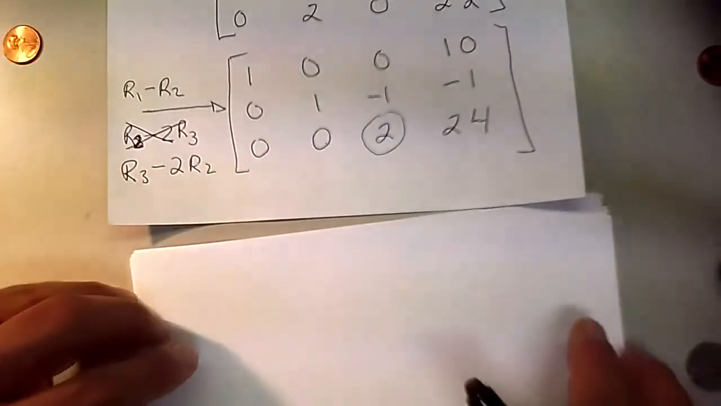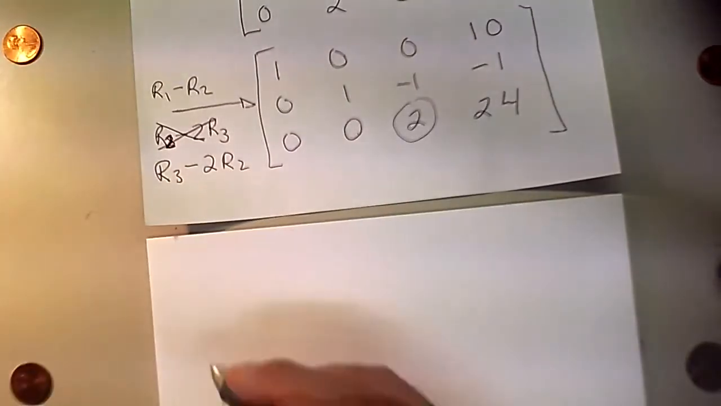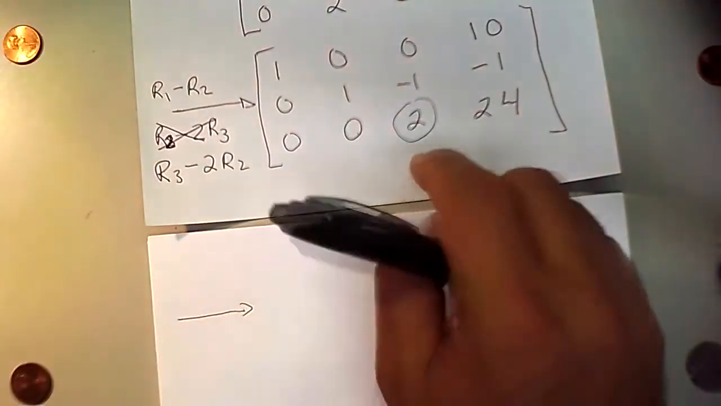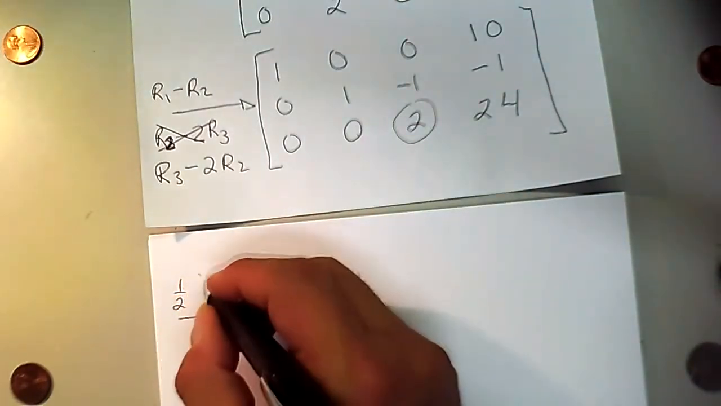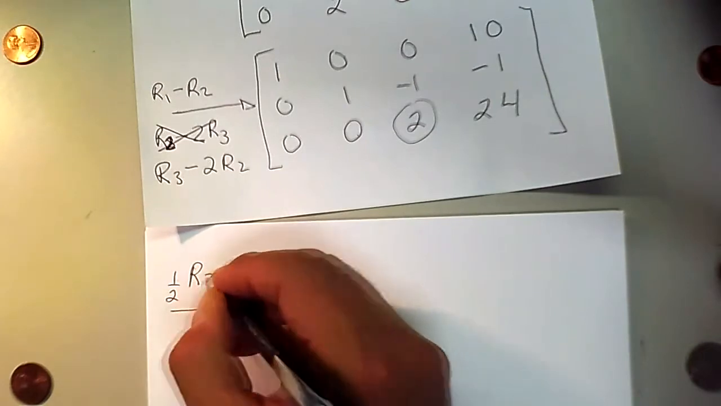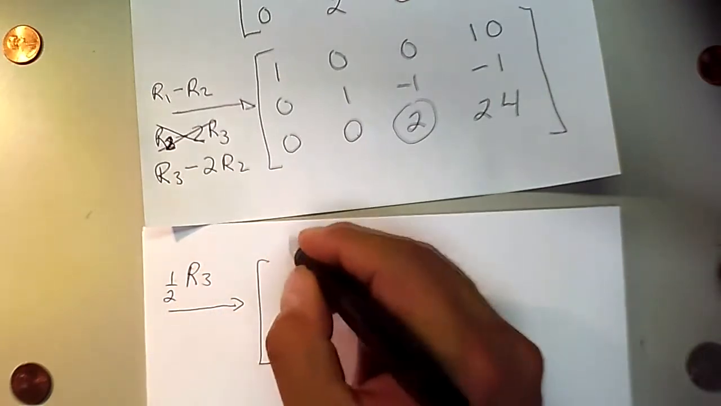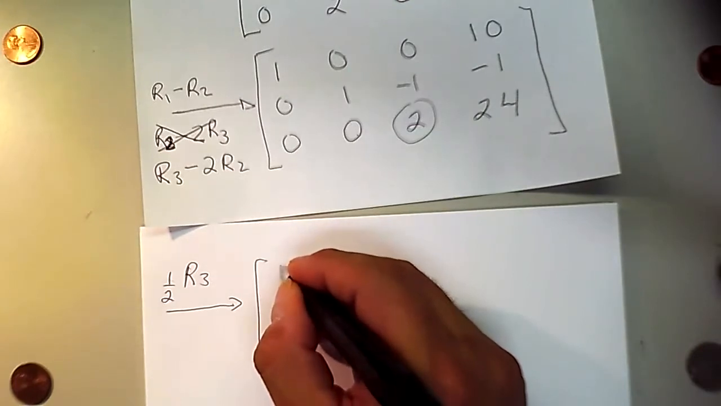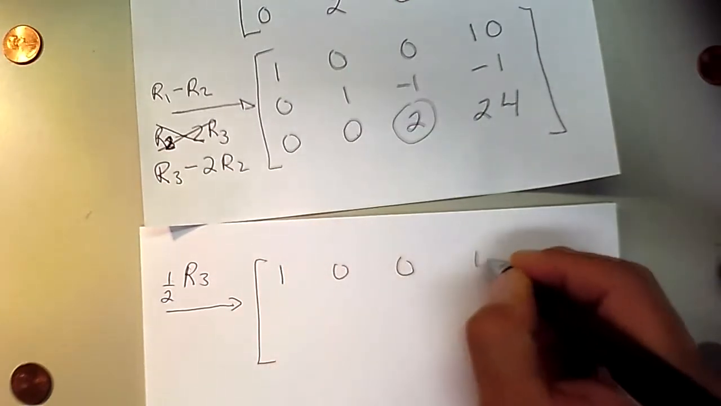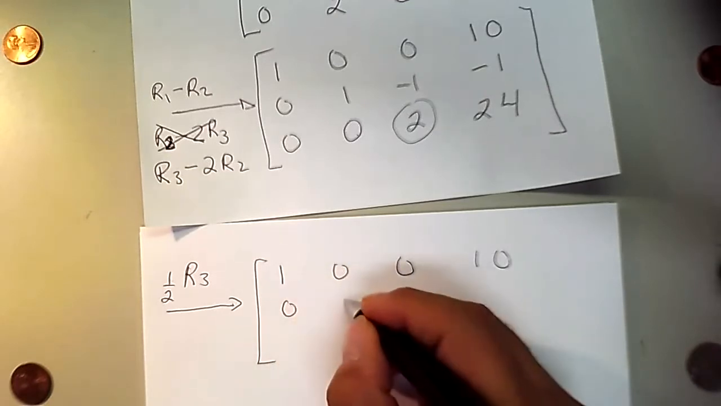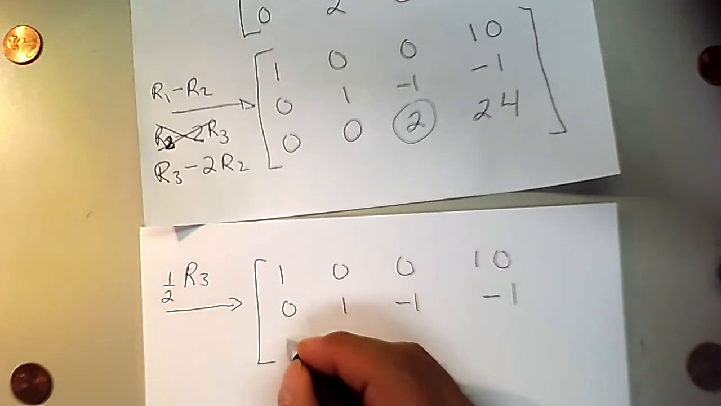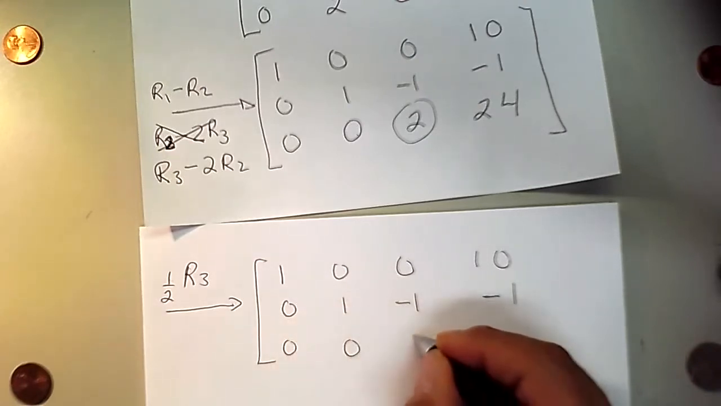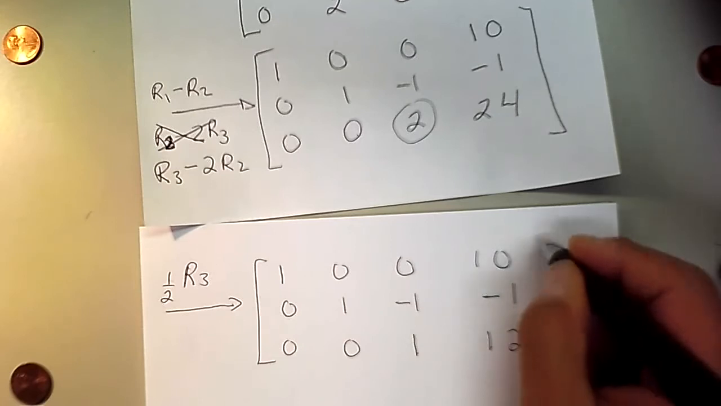So I'm going to move on to a new page. Still, we're going to do row operations. We're simply going to divide by 2, which is the same thing as multiplying by 1/2. So take row 3 and multiply it by 1/2. The other two rows are going to remain the way they are: 1, 0, 0, 10, 0, 1, negative 1, negative 1, 0, 0, 1, 12.